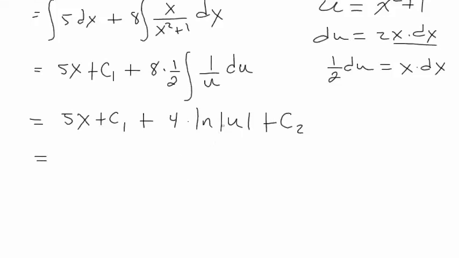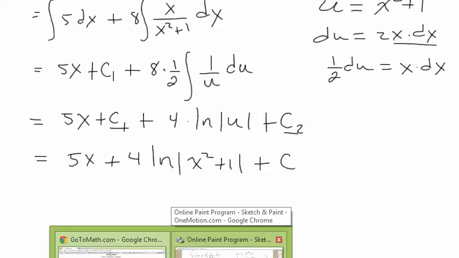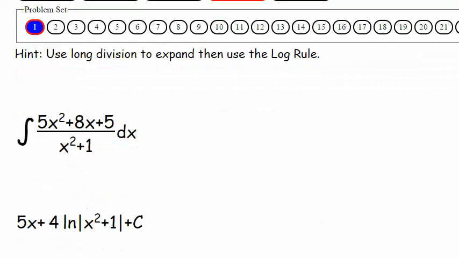Now what we'll want to do here is get this thing back in terms of x, and so we have 5x, and we can combine both of our constants together, just add them together and you get another constant, plus 4 natural log of the absolute value, and u is x squared plus 1, plus c. Alright, so we just add both these constants and we get a constant. Alright, so there you go. Pretty simple. We had a few extra steps that time. Actually, I forgot to see 5x, 4 natural log. Making sure everything's good. 5x plus 4 natural log. Okay, it all looks good.